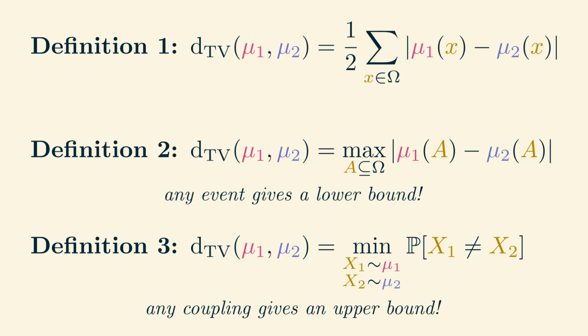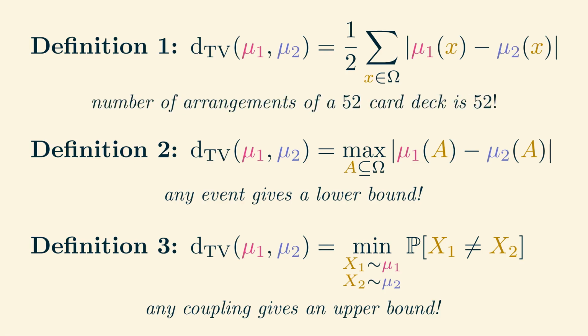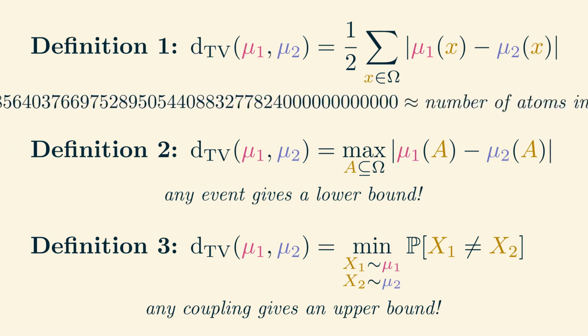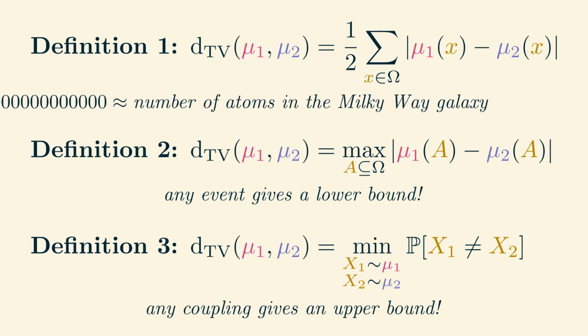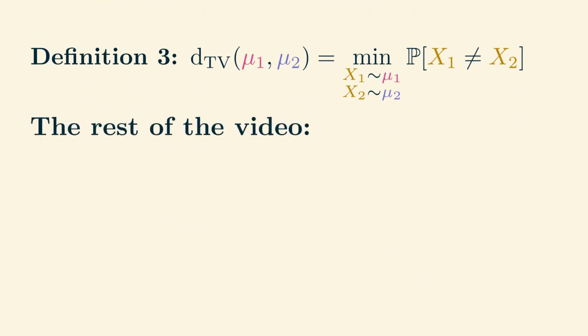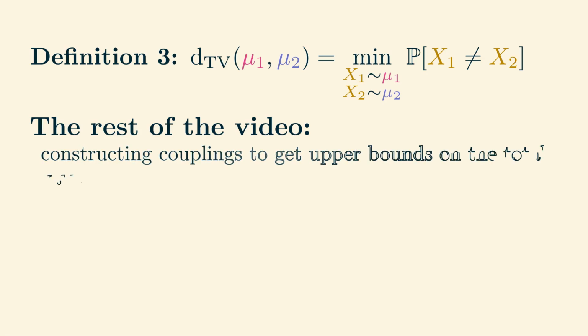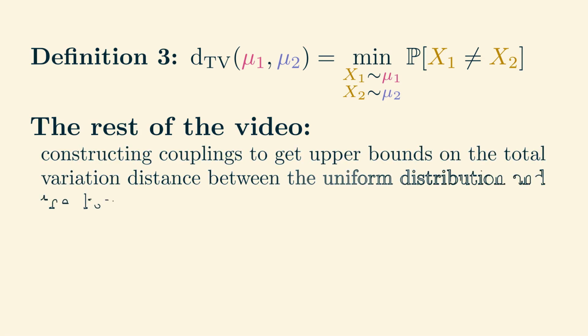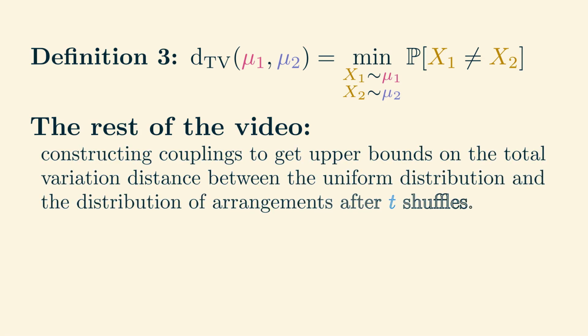In more complicated settings, it might be quite difficult to calculate the total variation distance exactly using the first definition, since the number of outcomes might be astronomical, and you might not even know how to calculate the probability of each outcome. In these cases, the second and third definitions are often much more practical. In fact, in the rest of this video, we will just be constructing couplings in order to get upper bounds on the distance in our card shuffling examples.